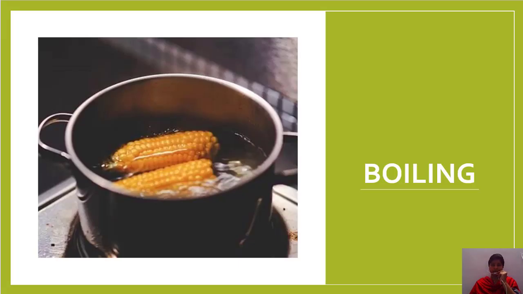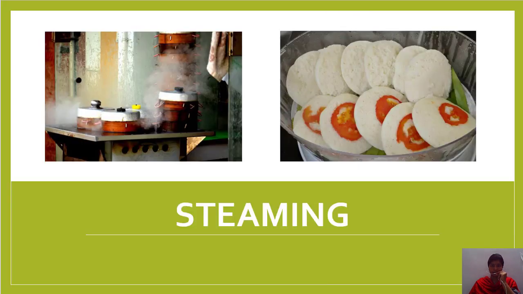Observe this, what we are doing here: boiling maize. To get different tastes, a good taste, we follow different cooking methods. Here we are following boiling. Another method is steaming. To make idlis, we follow this method.